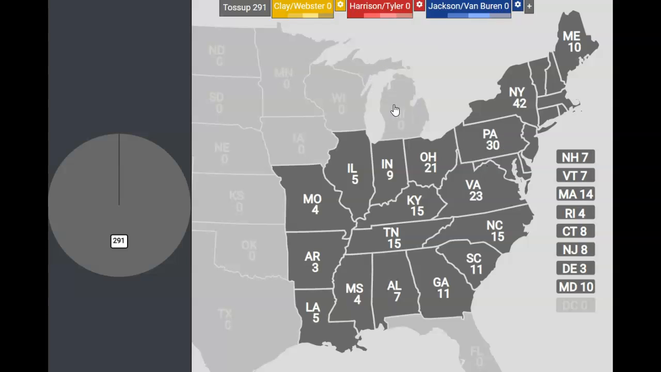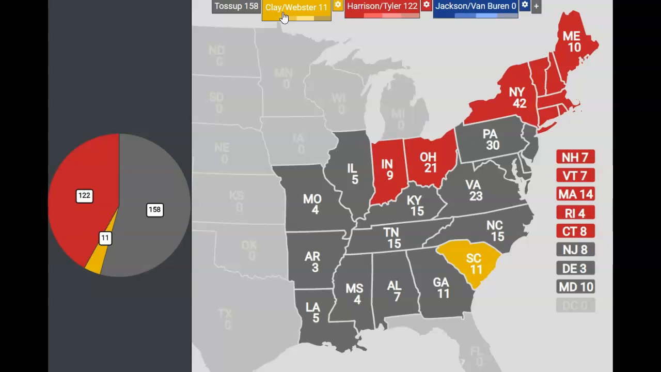So let's start filling out the map. Let's start doing some safe states. Indiana, Ohio, the North is all safe. Adams territory is all safe. New York is safe. It wouldn't be safe if it was just Harrison and Jackson, but it is this time around. The safe state would be South Carolina for Henry Clay.